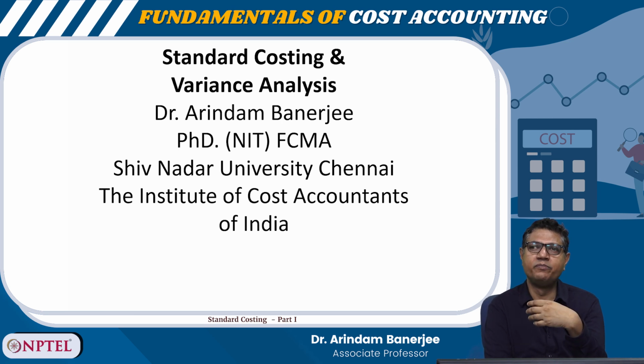Now, let me give you a brief introduction to standard costing and variance analysis before we go into the detailed technicalities, right? The concept is that suppose the company is producing some product, right? It is using, say, three basic components for it. It is using material, it is using labor, it is using overheads or indirect costs, indirect expenses, for production, right?